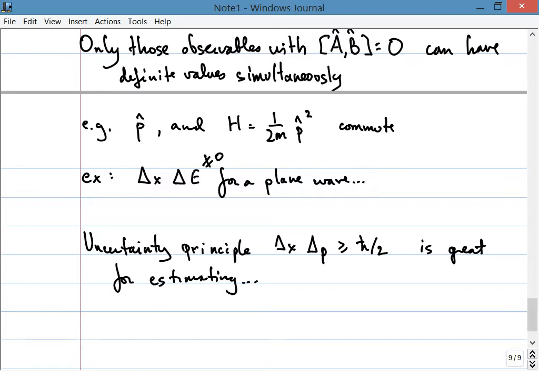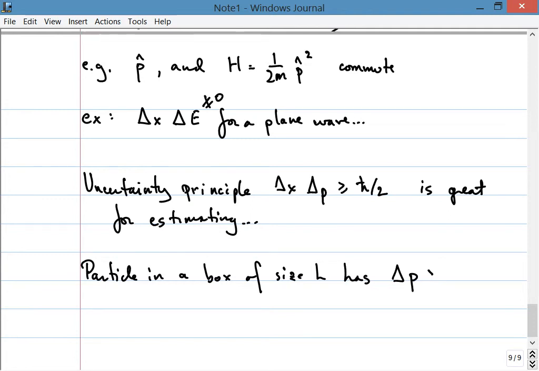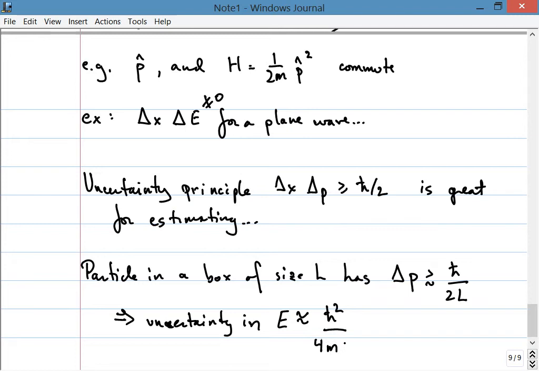So just an example of that. Okay. So let's imagine that we have a particle in a box of size L. Then just the statement that that particle is confined to a box tells you that there is some uncertainty in the momentum of order h bar over 2L, which tells you, because energy is p squared over m, that there is some uncertainty in the energy of order h bar squared over 4 times m L squared.